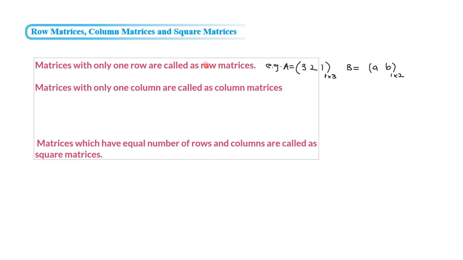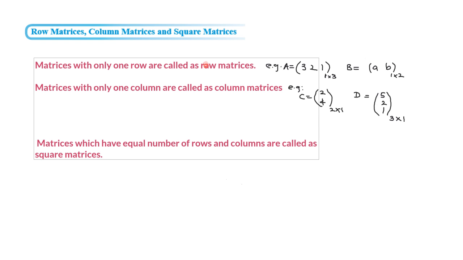Next, matrices with only one column are called column matrices. Let's see some examples. I can write 2, 4. I can name this as C equal 2, 4. Here we have 2 rows, 1 column, 2 by 1. Order is 2 by 1 there. And D equal 5, 2, 1. So how many rows? 3 and columns 1, 3 by 1.